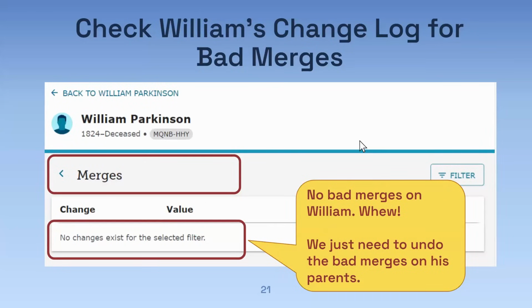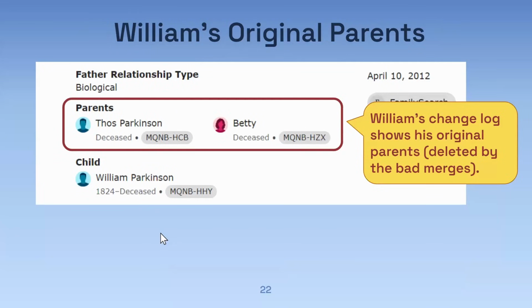So I went into his change log and I clicked filter here because I didn't want to sort through his whole change log. I just wanted to see merges. So I clicked filter, I chose merges, and merges appears now at the top of the change log. And good news, it says there are no changes for the filter that you selected. I selected the merge filter. So it's saying there are no merges on this person. So that is good news. We don't need to untangle anything as far as merges on William, but let's go look at his parents.